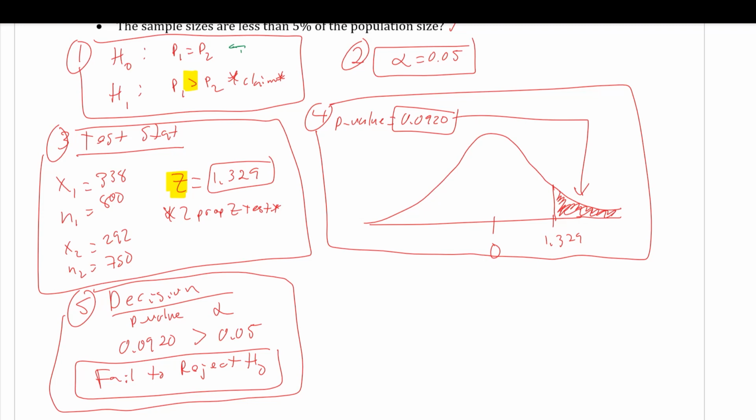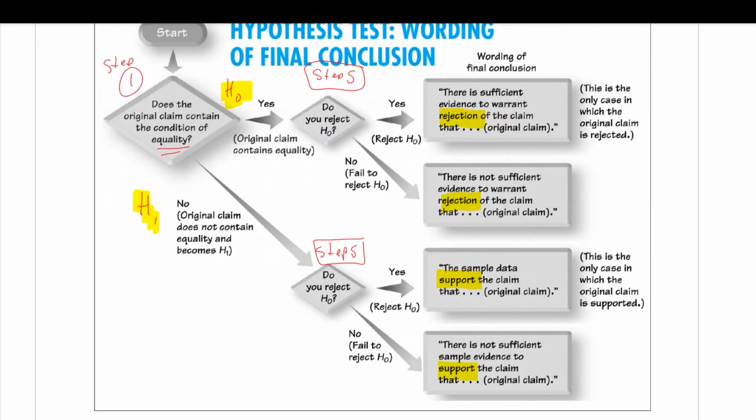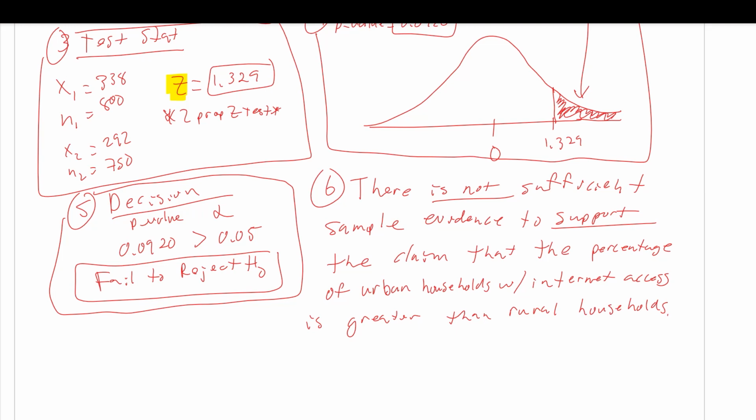So let's go over to that flow chart again. All right, our claim was the alternative, so we're going down this way. Were we able to reject the null hypothesis? No. So the wording here is that there's not sufficient sample evidence to support the claim that, in our case, the percentage of urban households with internet access is greater than the percentage of rural households with internet access.